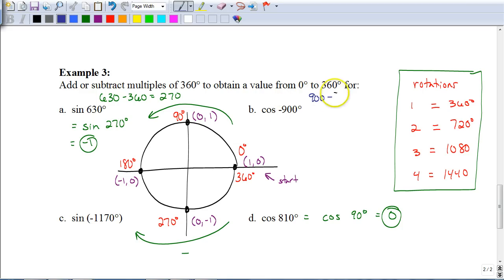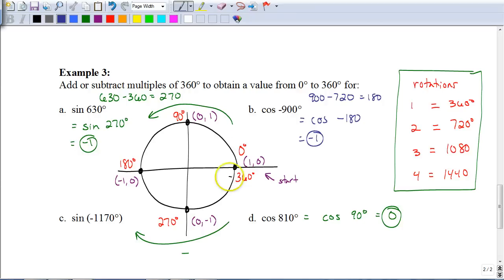ignore the fact that it's negative for right now. 900 minus 720 is going to be 180. So cosine of negative 900 is the same as the cosine of negative 180. Well, the cosine of negative 180 is negative 1. So in other words, the cosine of negative 900 would be the same as the cosine of negative 180, which is negative 1.